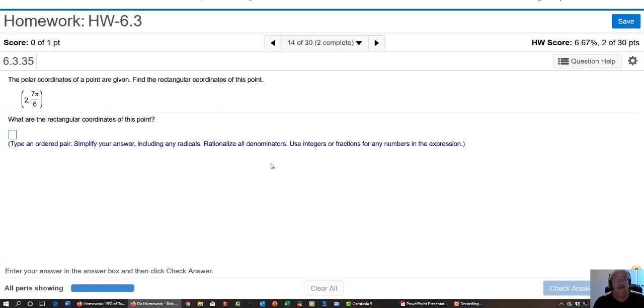Now I'll go ahead and pause and let you try this next one. Again, label this polar point r, theta. See if you can get the rectangular points that correspond to that. I'll pause and work this one with you, and we'll come back together and make sure we're on the same page.